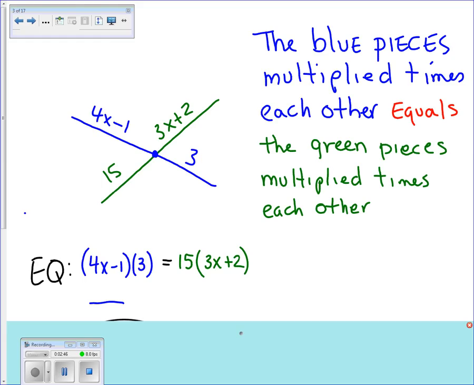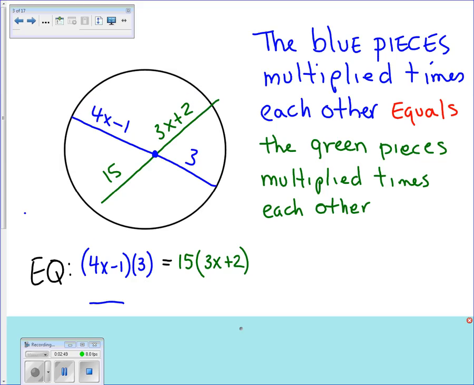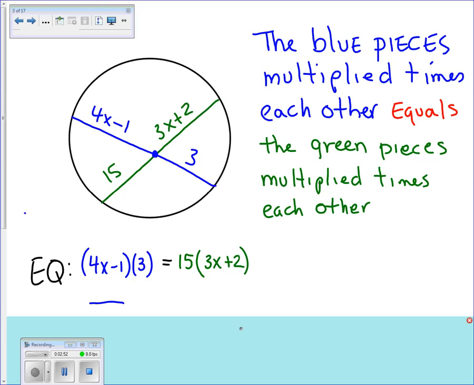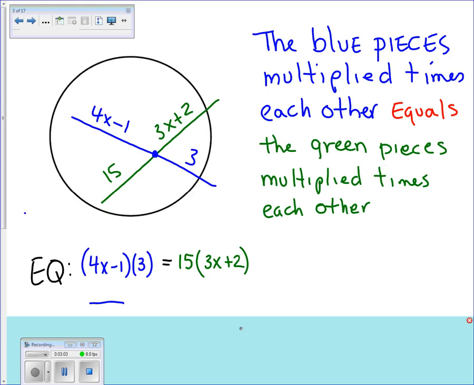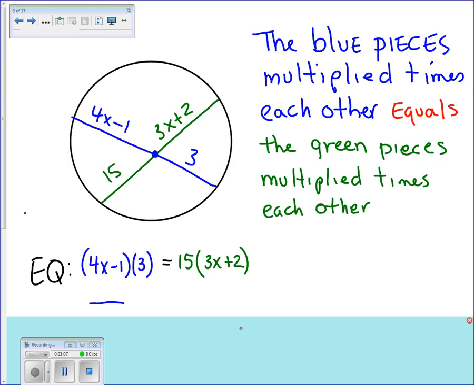Now I'm hoping that we've talked about this enough times. Do you think that's going to change their relationship if I draw a circle around them? Hopefully not. And so this is the kind of problem we're going to be dealing with today. We're going to be looking at problems where there are segments that meet inside of a circle like this, but it's just a relationship, an equation that we can write.